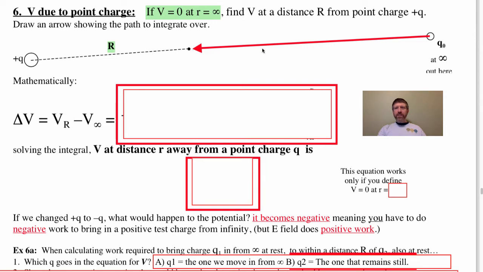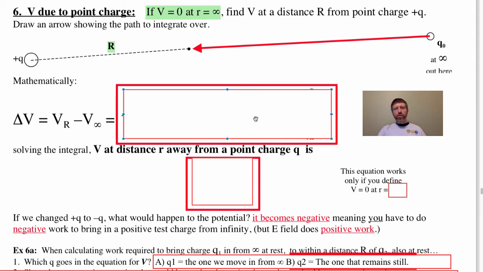So you can just ask, how much work would it take us to bring in a 1 coulomb charge to there? Or you could say, how much negative work would the field do as we bring a plus 1 coulomb charge into there? Mathematically, we're going to do this with calculus.